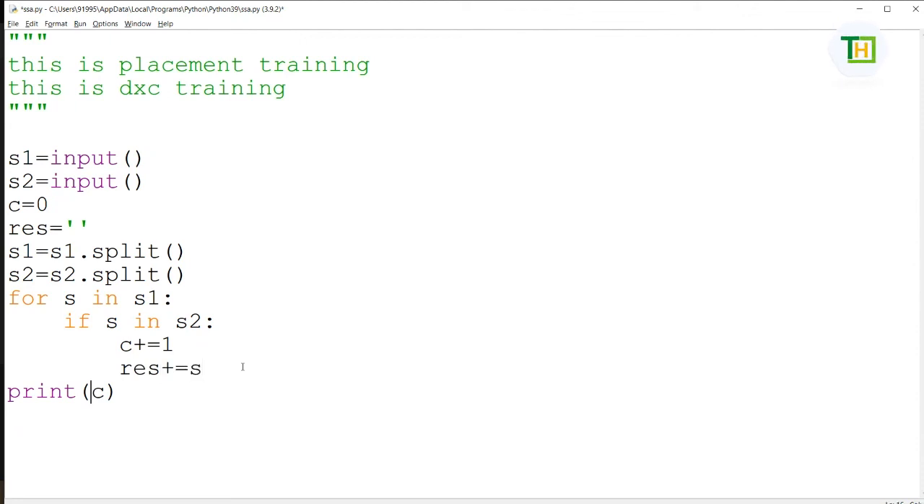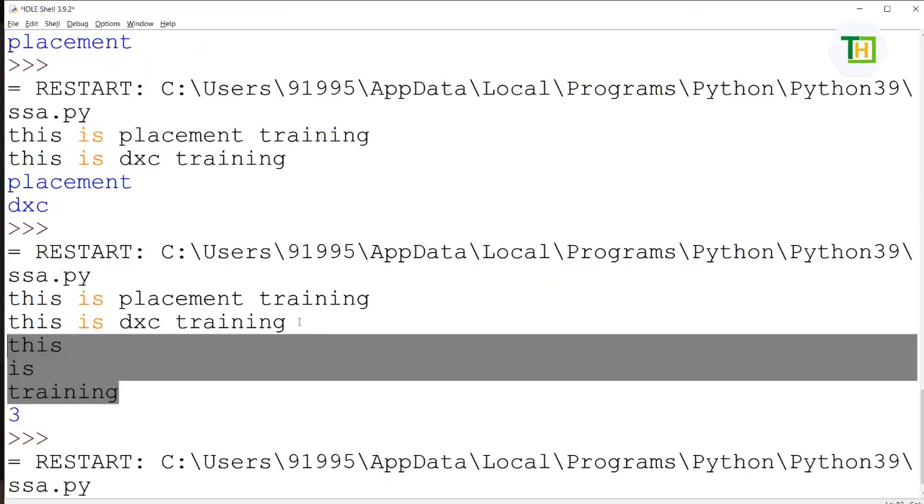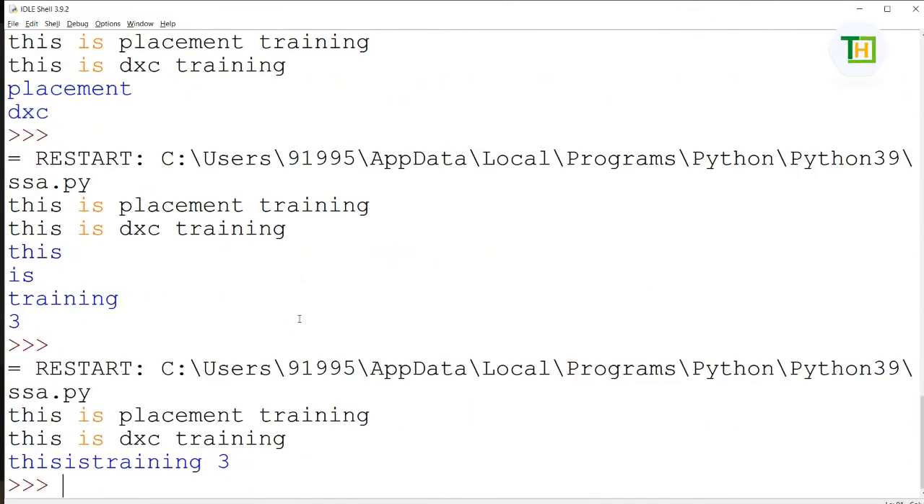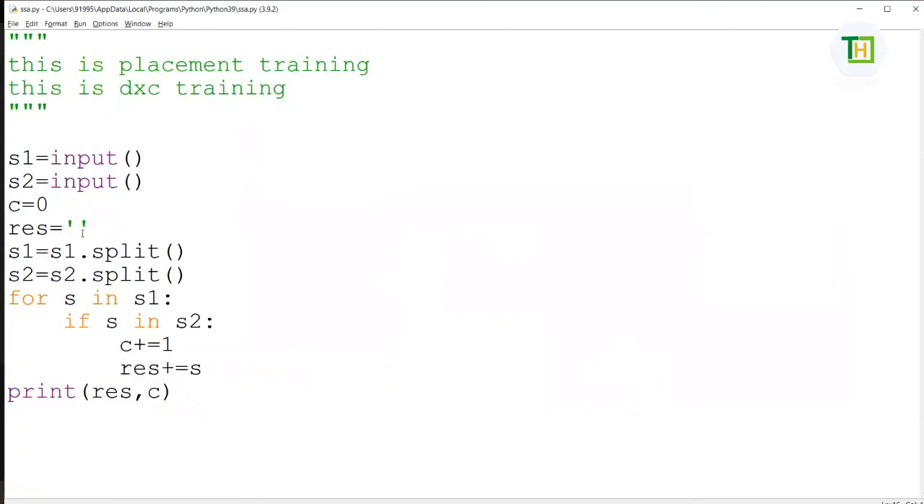And finally, I'm going to print res comma c. If I'm going to execute it, just observe here. This is the training and there are no spaces, right? I have to maintain some spaces. For that, I'm going to write like this: res = res + space + s.